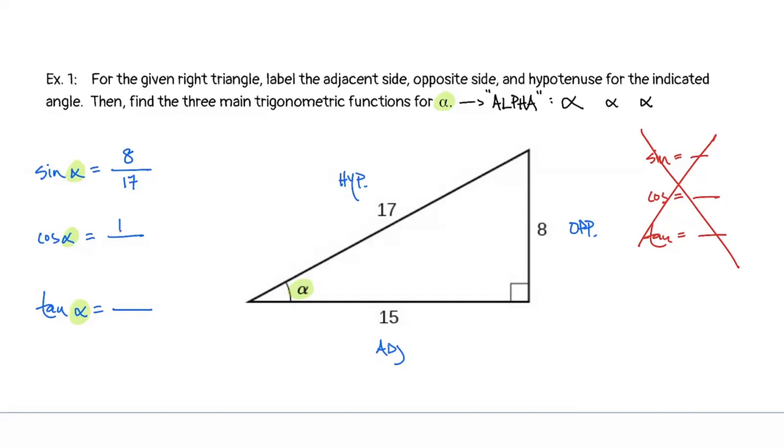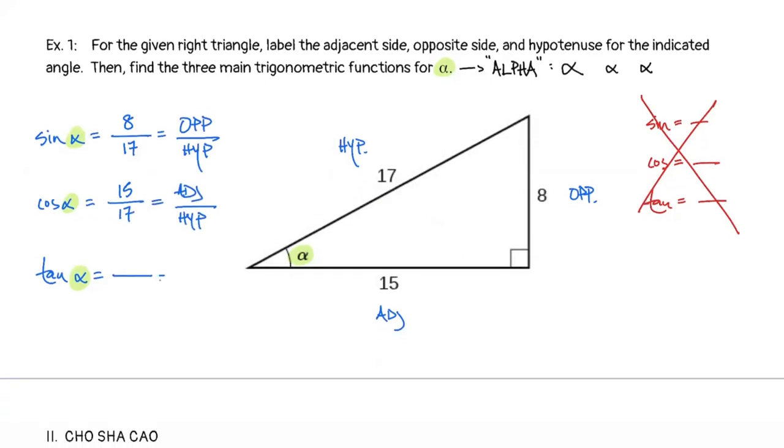Yeah, we're going to go with adjacent over hypotenuse, right? And maybe we write a little reminder for ourselves. This is opposite over hypotenuse. We have adjacent over hypotenuse. Our last one, tangent. We should have 8 over 15 because we're looking for opposite over adjacent. Okay.